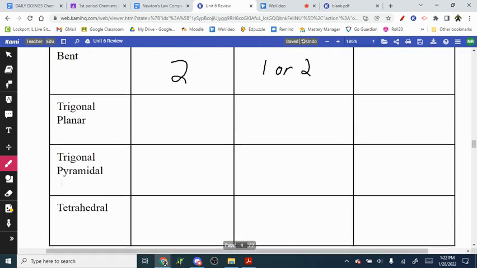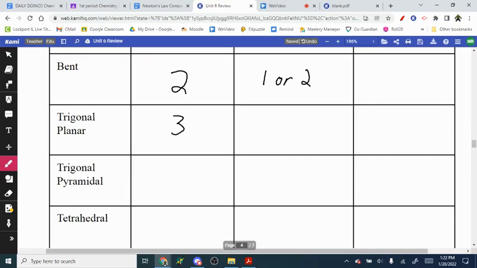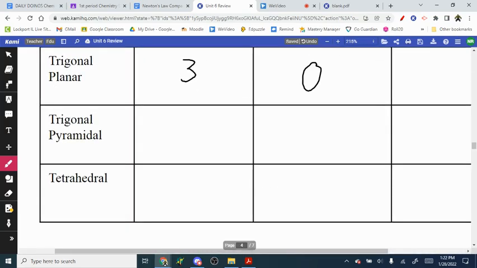Trigonal planar is going to have 3 atoms bonded to the central atom and 0 lone pairs. Trigonal pyramidal is going to have 3 atoms bonded to the central atom and 1 lone pair. Tetrahedral is going to have 4 atoms bonded to the central atom and 0 lone pairs.